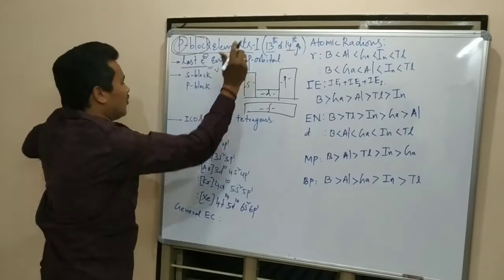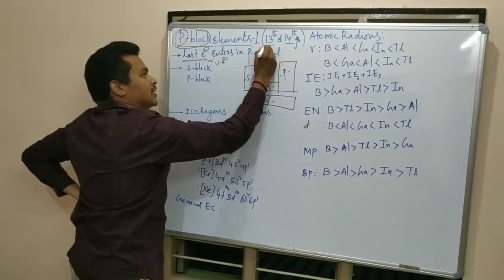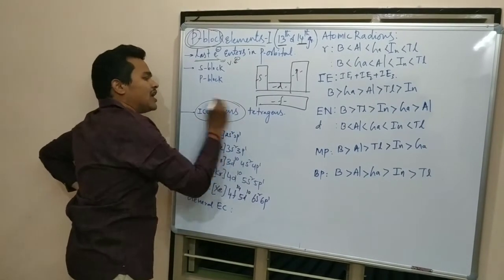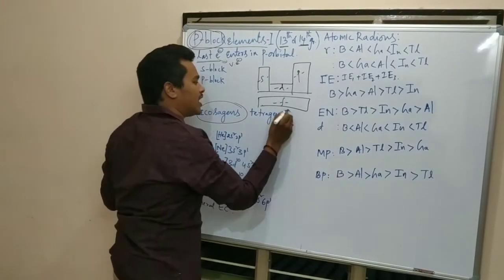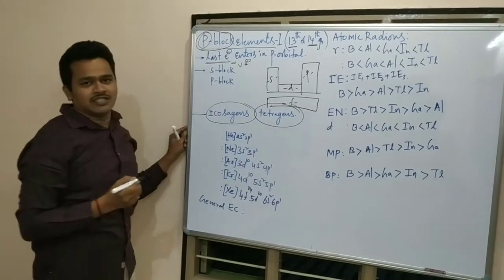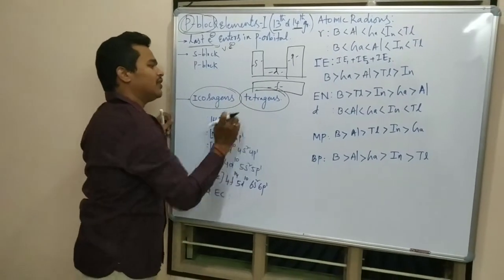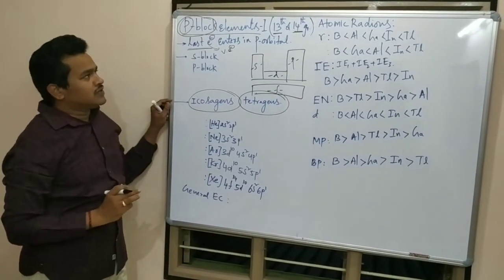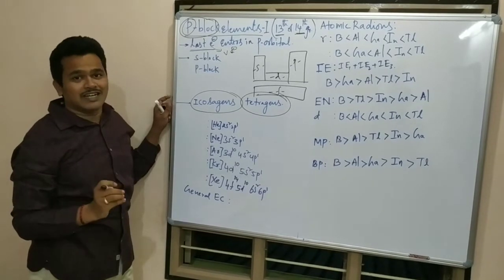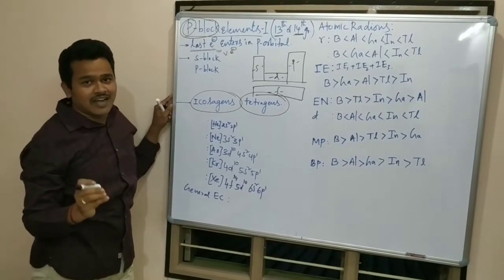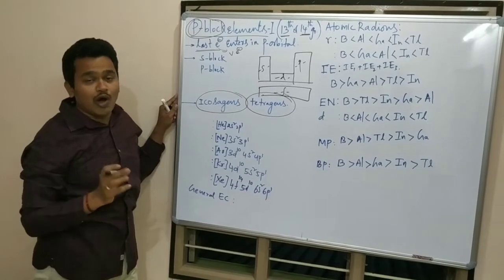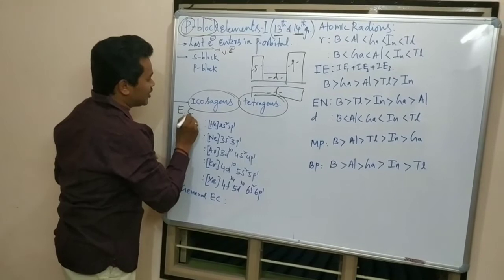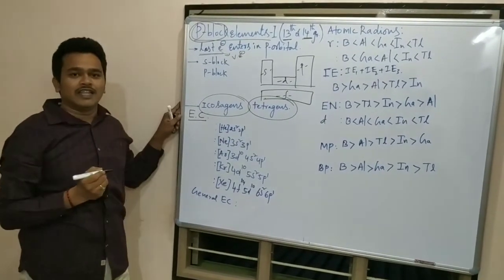Now, the 13th group elements are also called icosagens and the 14th group elements are also called tetragens. When we study these groups, we are going to talk about some general characteristics. First of all, we are going to talk about the electronic configuration of the 13th group elements.